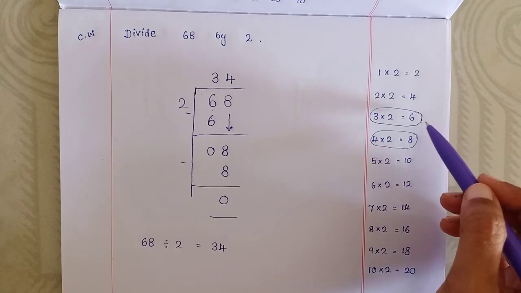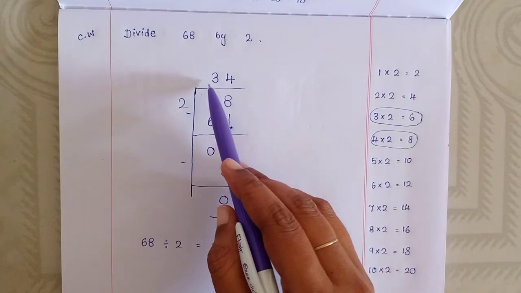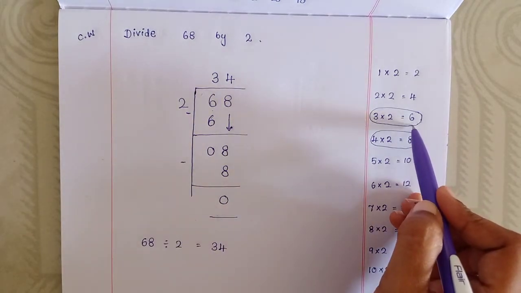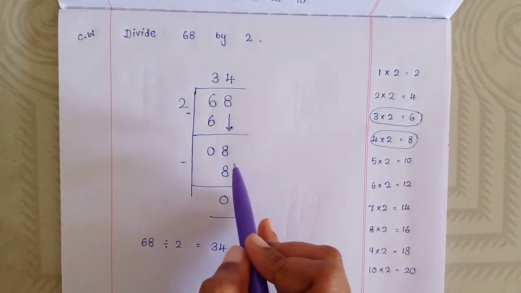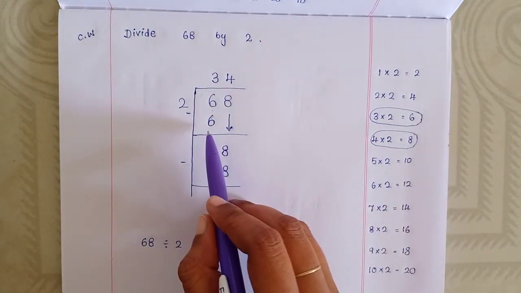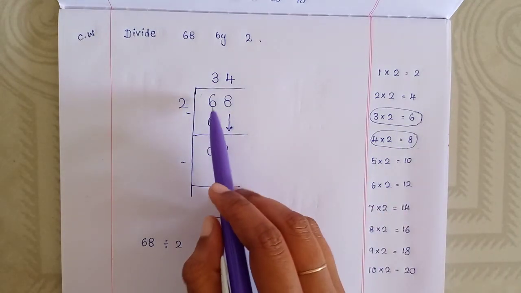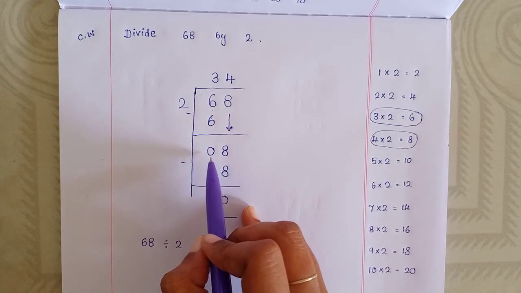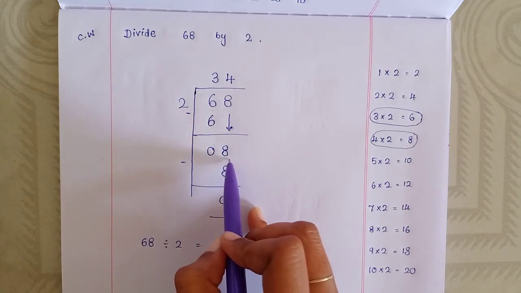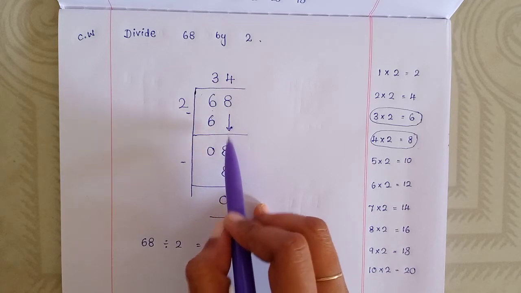Yes. So write 3 at the top. Write 6 below the tens digit. And subtract 6 minus 6, 0. Bring down 8 and divide it by 2. Okay, Mama?